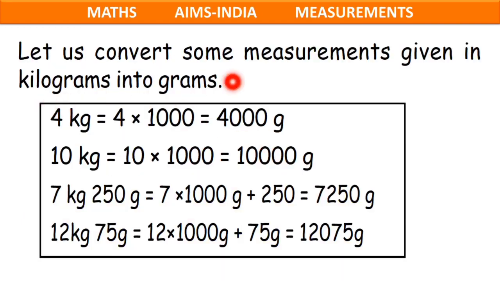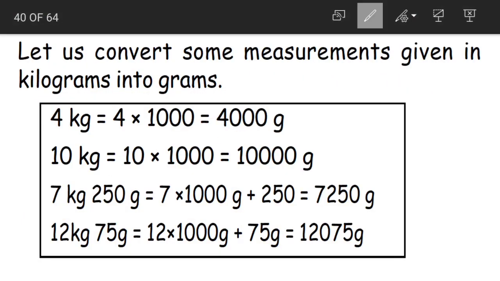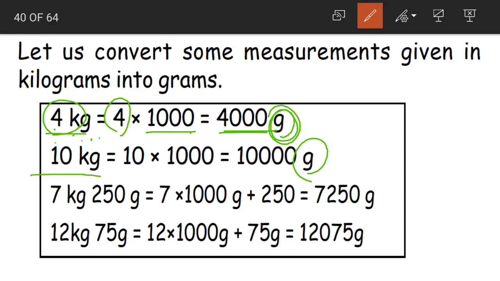Let us convert some measurements given in kilograms into grams. 4 kilograms is equal to, again how do we do it? We have to multiply it by 1000. 4 into 1000 is equal to 4000 grams. Again, don't forget to put the G here, children. G here means grams. As we have converted the quantity into grams, it's important that you place the letter G. Now next, 10 kilograms is equal to, again 10 multiplied by 1000 will give us 10,000 grams.